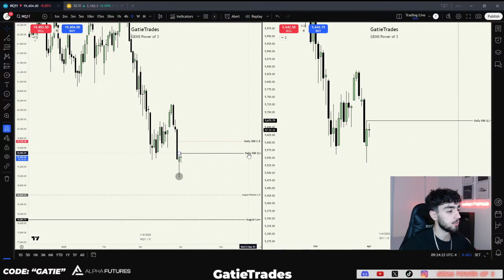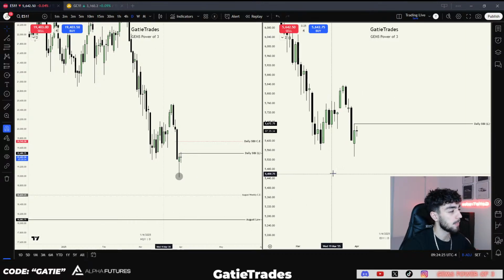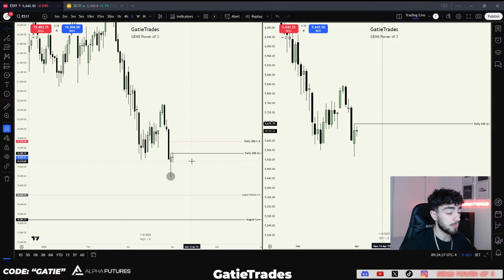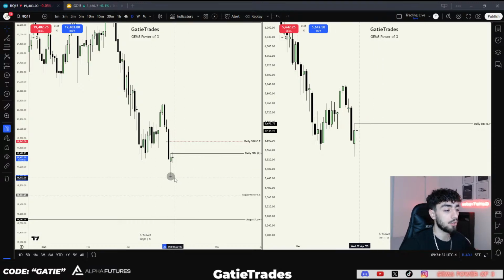NQ's already touched into its low, while ES has not. So two likely scenarios. If we're bearish, remember I said this could be the bottom. I'm not gonna go with that narrative because there's nothing really telling me. You just have to understand that we're not trying to pick the bottom, right? So there's two likely narratives.